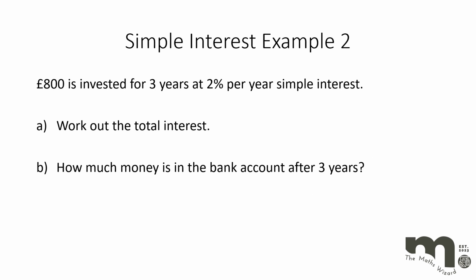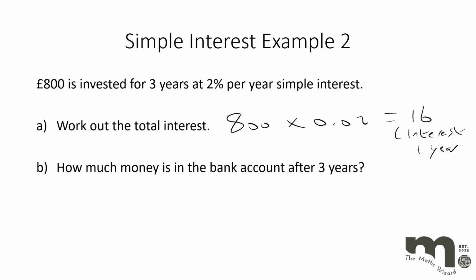Okay, let's have a look at another example then. So we've got £800 that's invested for 3 years at 2% per year simple interest. Okay, so if we do 800 times 0.02, that will tell us how much interest we're going to get for 1 year.